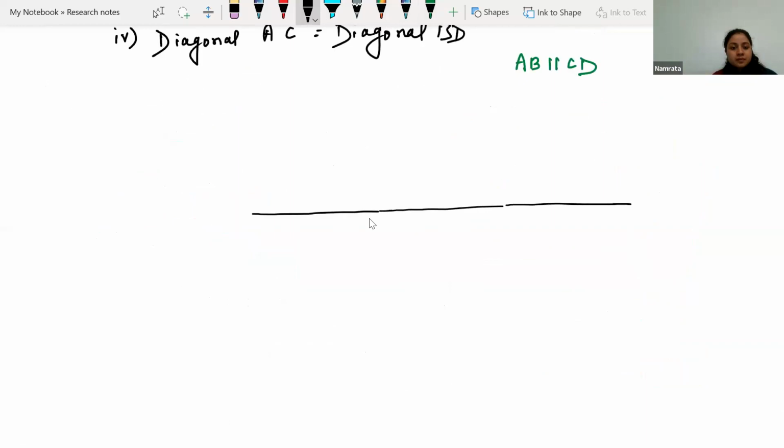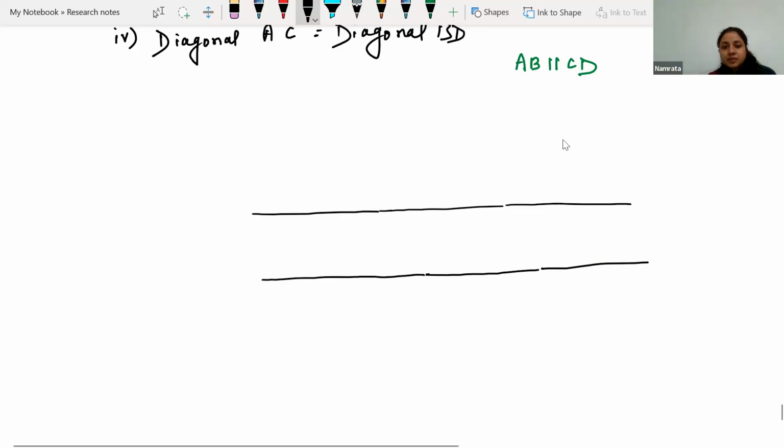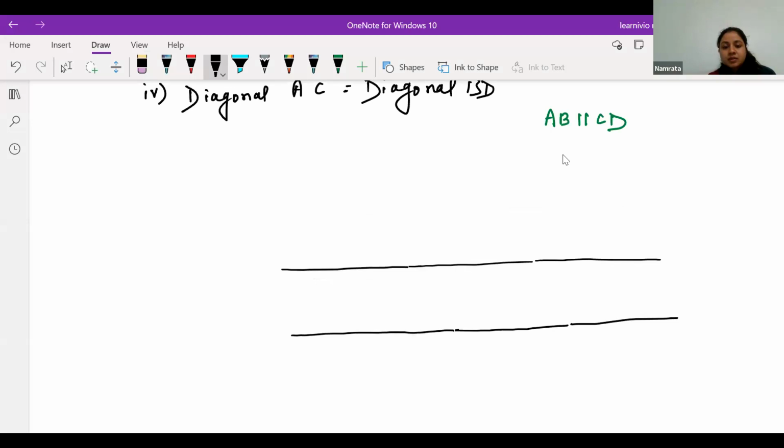Opposite lines? If you extend it or cut it, the lines are parallel. Lines are parallel, so even if we are extending it, it will be parallel. Even if we are reducing it, it will be parallel. Let me show you what I am trying to say.